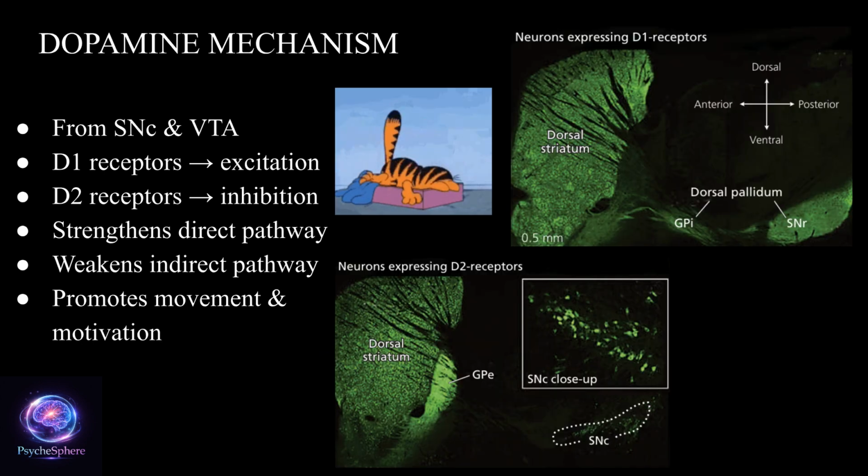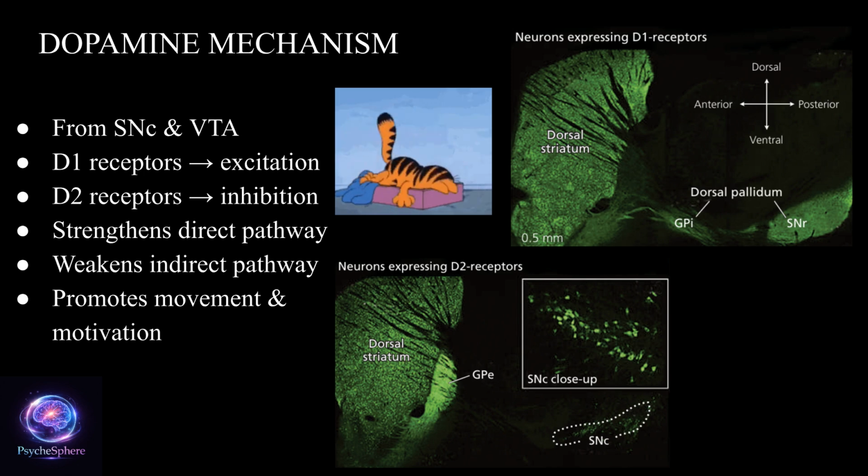Okay, now let's talk about dopamine because this is where everything becomes really interesting. Dopamine acts differently depending on the receptor type. In the neurons, if we have D1 receptors, the dopamine excites them. So, it strengthens the direct pathway. But if we have D2 receptors, the dopamine inhibits them.